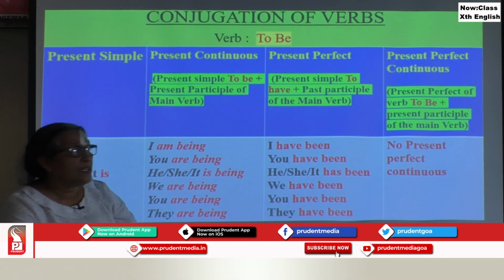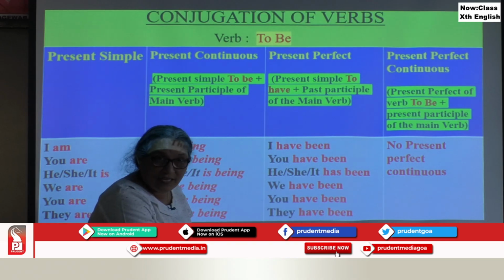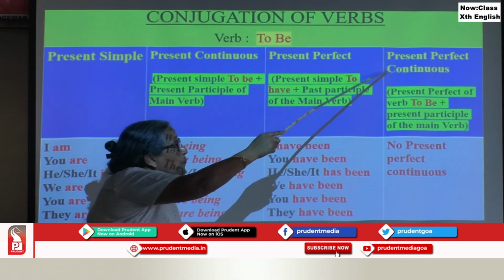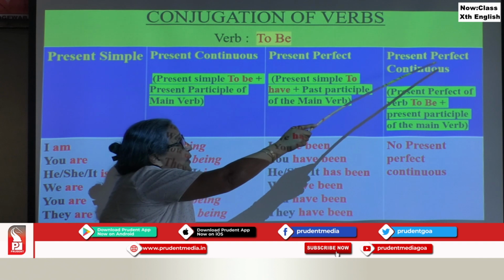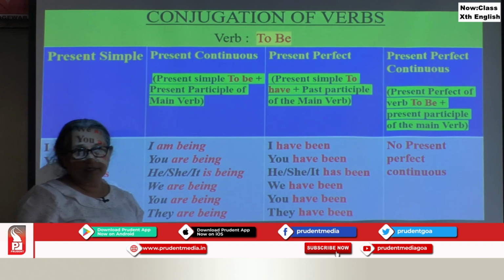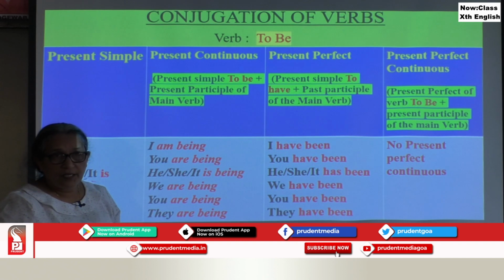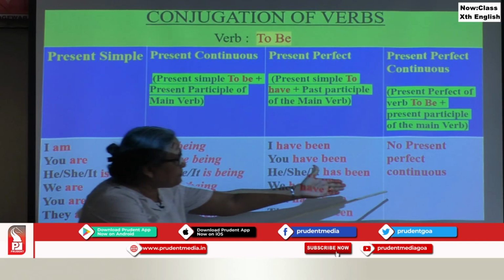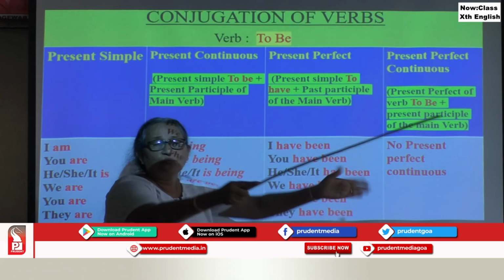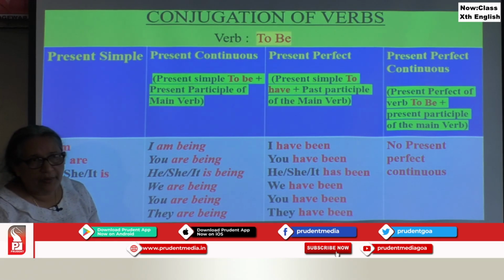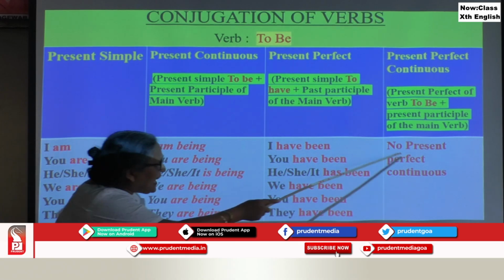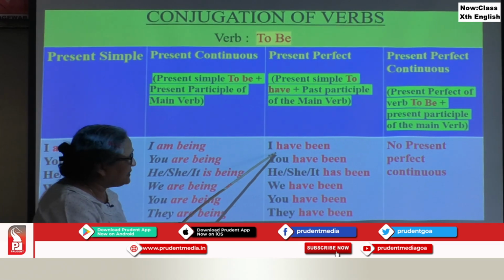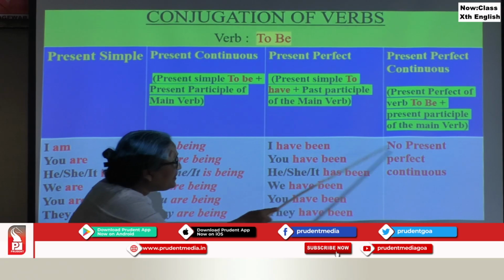Therefore, when we learn active and passive, there will be no passive for present perfect continuous in any verb. Because to make passive, the base is verb to be. If verb to be has no perfect continuous, we will not have passive of present perfect continuous when we come to passive. If you take any other verb here, it would have been like this. I have been doing.